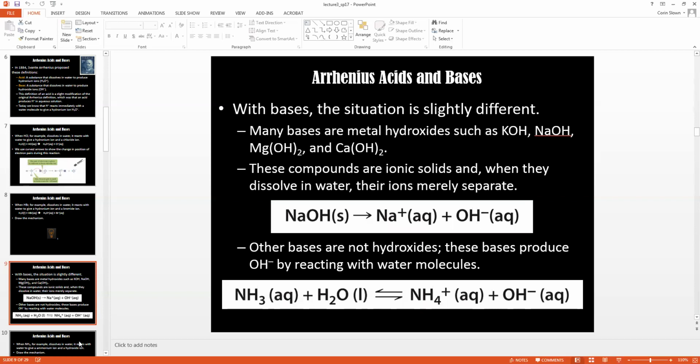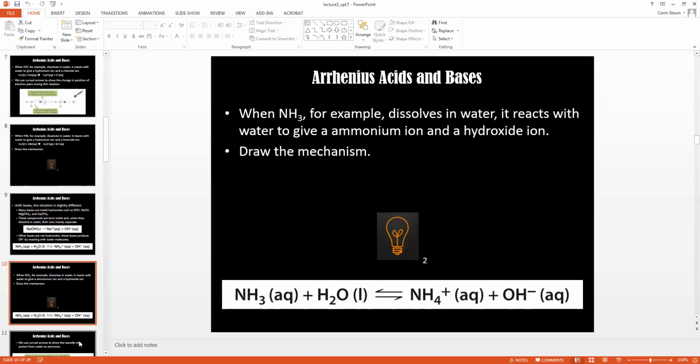Other bases, for example, are not hydroxides, and these bases are going to produce OH minus by reacting with water molecules. A great example is ammonia. So when ammonia reacts with water, it produces ammonium and hydroxide. See if you can draw a reaction mechanism for that process. So for NH3 reacting with water to form ammonium and the hydroxide, take a moment and draw the mechanism.